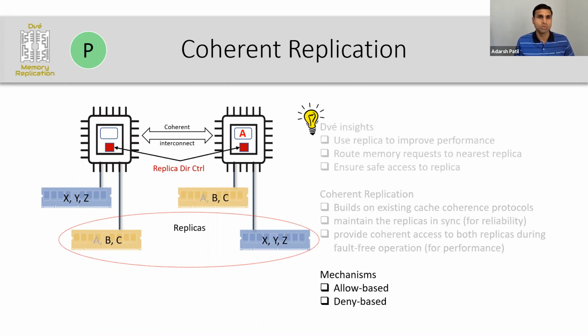DWE proposes two families of protocols to achieve coherent replication. They vary based on how replica access permissions are acquired. An allow-based protocol, which is a lazy or pessimistic scheme, pulls permissions on an access. A deny-based protocol, which is an aggressive or optimistic scheme, pushes the deny permission.